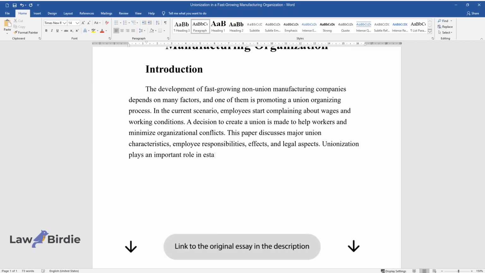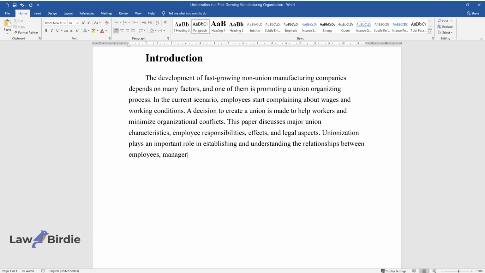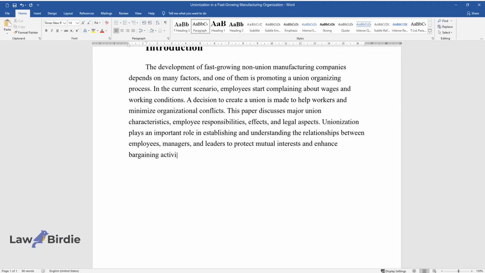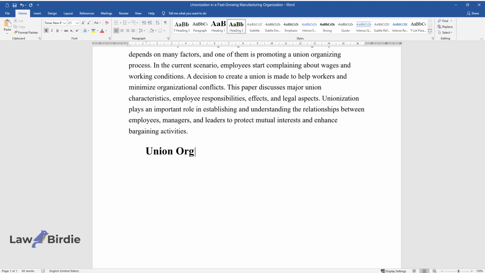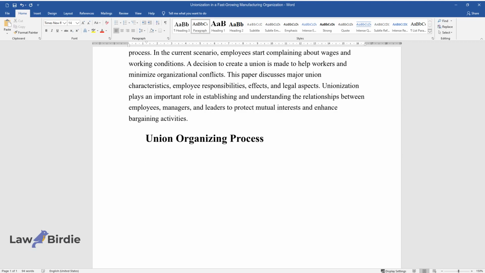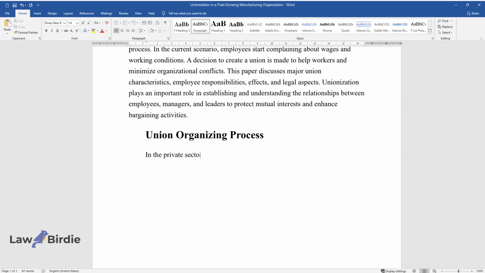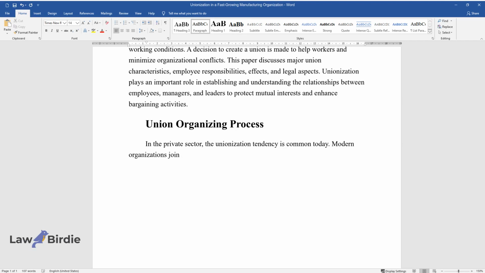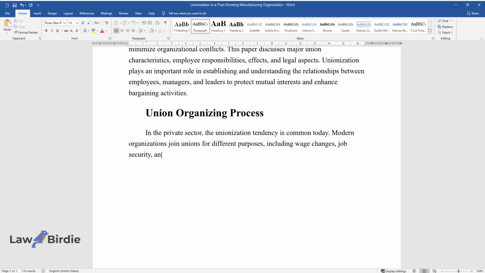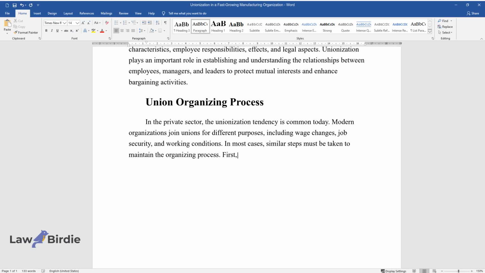Unionization plays an important role in establishing and understanding the relationships between employees, managers, and leaders to protect mutual interests and enhance bargaining activities. Union organizing process. In the private sector, the unionization tendency is common today. Modern organizations join unions for different purposes, including wage changes, job security, and working conditions. In most cases, similar steps must be taken to maintain the organizing process.